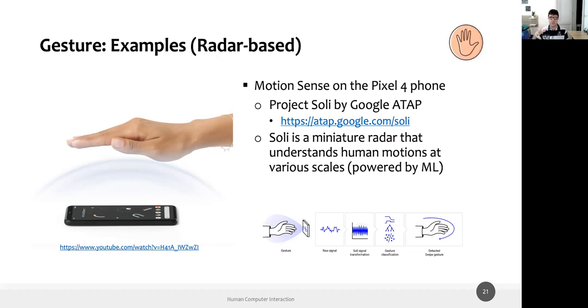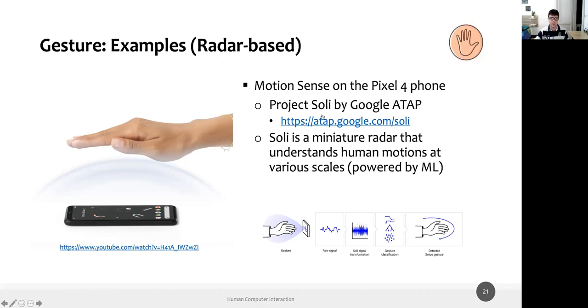So, for instance, radar doesn't suffer from the brightness of the environment the way cameras do. So these are ways of introducing gesture of different kinds. Kinect is another camera-based way of introducing gesture in a multimodal application.